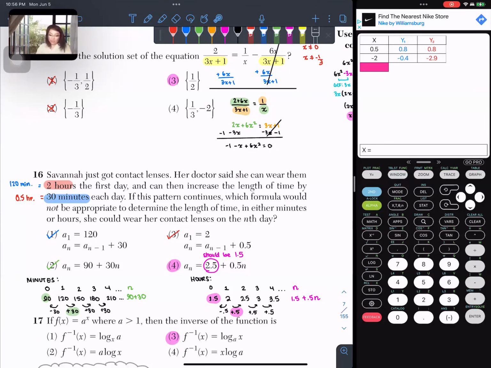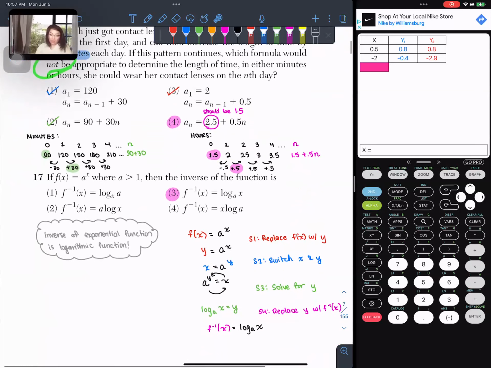This one, you had to know how to interpret the recursive. In terms of hours, it should be 2 and then plus 0.5. So this is correct. If it's minutes, it's 120 and then plus 30. So this is correct. And then for the explicit, if it's 120 and the slope is 30, then you just subtract 30 so that you get the y-intercept. So the explicit should be 90 plus 30n. But if you're doing it in hours, it should be 1.5 plus 0.5n. So 4 is the one that is not correct. Yes, this would not be appropriate.